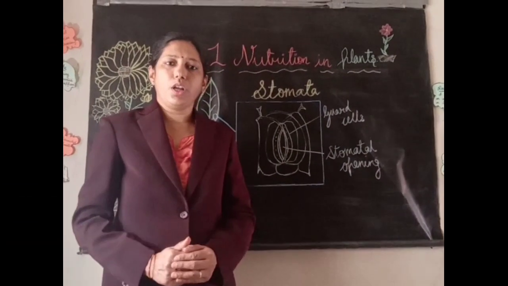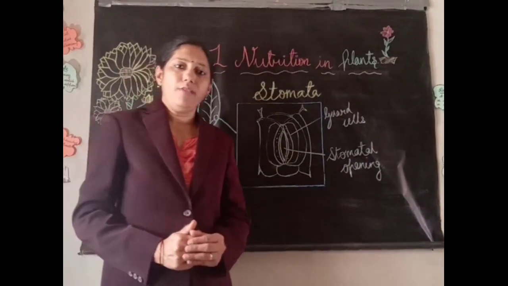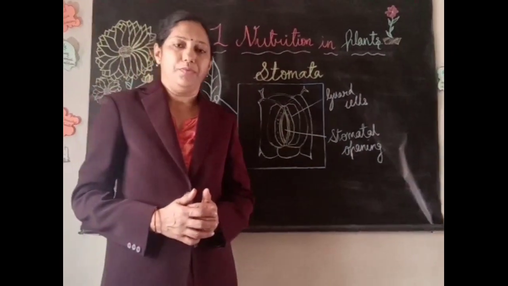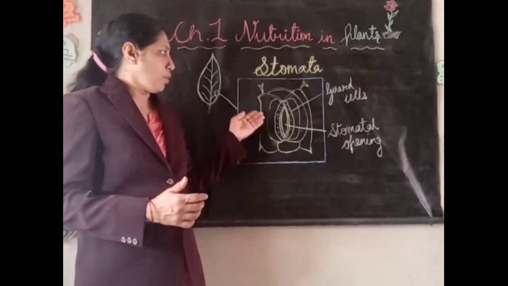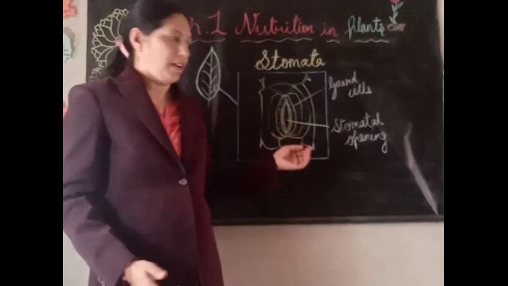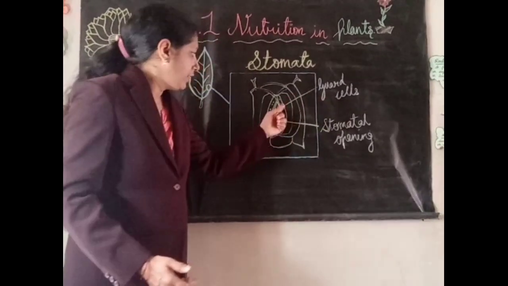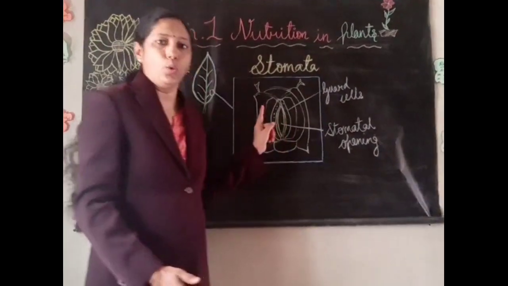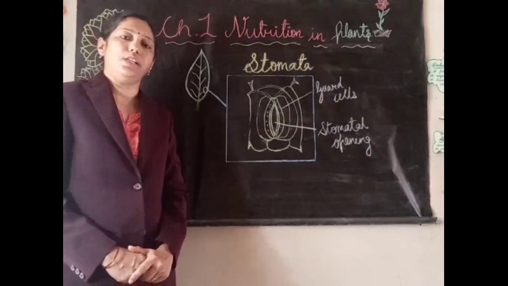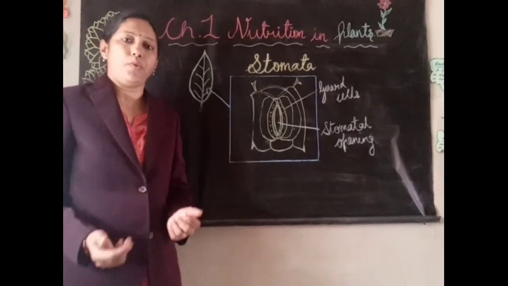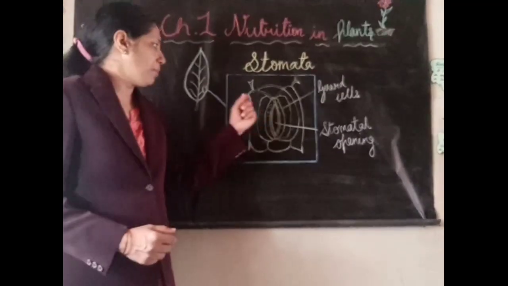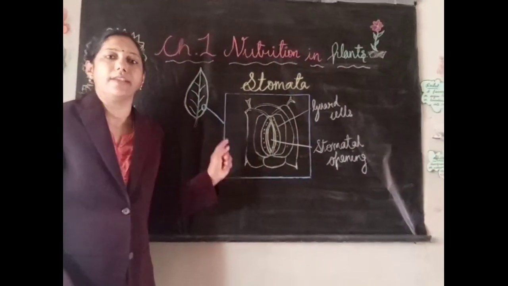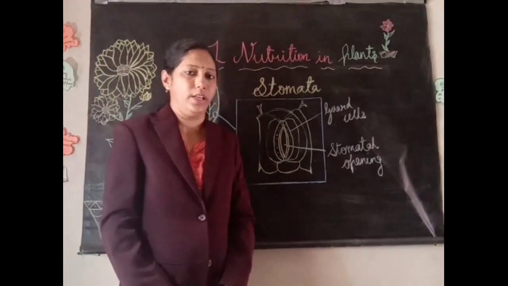Today we will see the structure of stomata first. Yesterday we learned that stomata are the tiny pores present on the surface of the leaf. Here is the structure of stomata. In the structure of stomata, there are guard cells, and there is one stomatal opening through which gaseous exchange is possible. So when photosynthesis is going on, carbon dioxide enters through this stomatal opening and oxygen gas is released through this opening only.